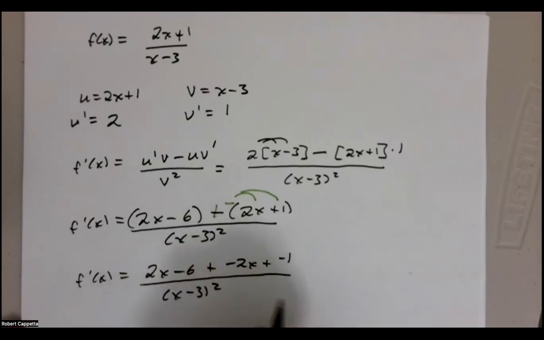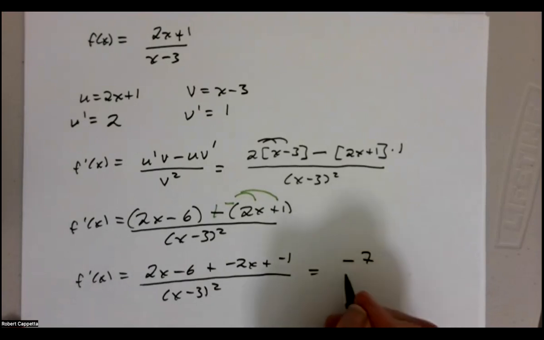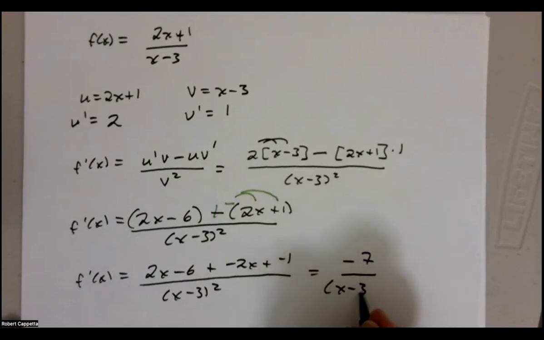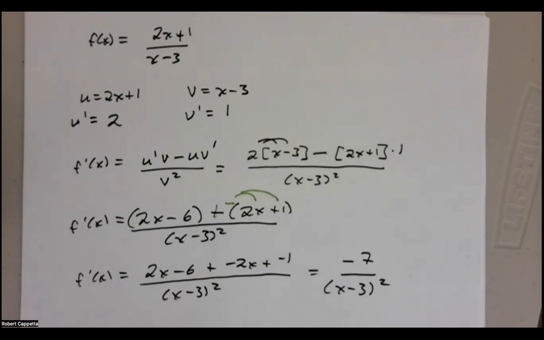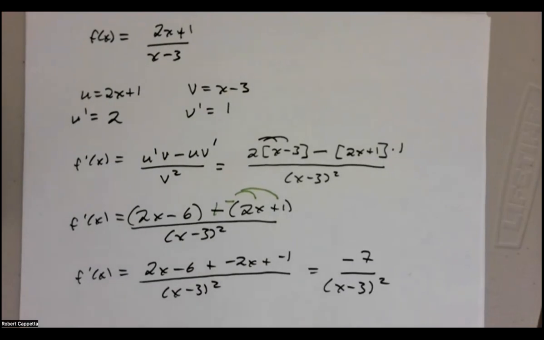2x plus negative 2x, that goes away. Negative 6 plus negative 1 is what? Negative 7 over x minus 3 squared. So we hope that's right. If not, I'm sure someone will say something. I feel pretty good about that.